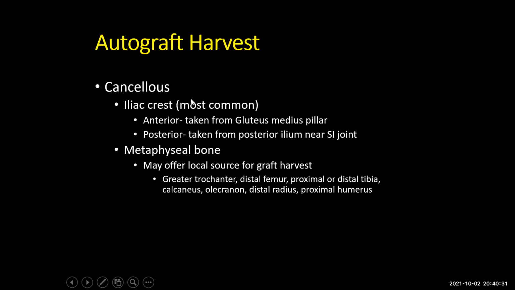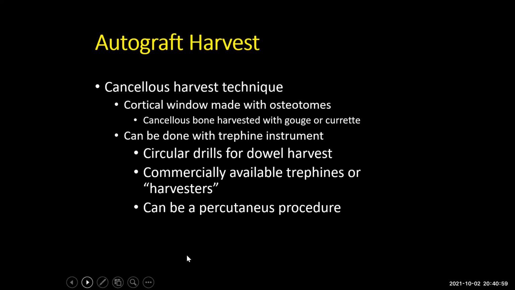Autograft harvest: cancellous bone from the iliac crest, anterior taken from the gluteus maximus and medius pillar, and posterior taken from the posterior ilium near the sacroiliac joint, 1 inch lateral to the sacroiliac joint. Metaphyseal bone may offer a local surface for graft harvest. Trochanter, distal femur, proximal and distal tibia, calcaneum, olecranon, distal radius and proximal humerus are the common areas for metaphyseal bone.